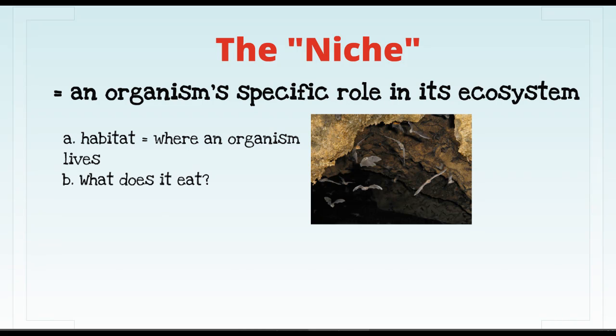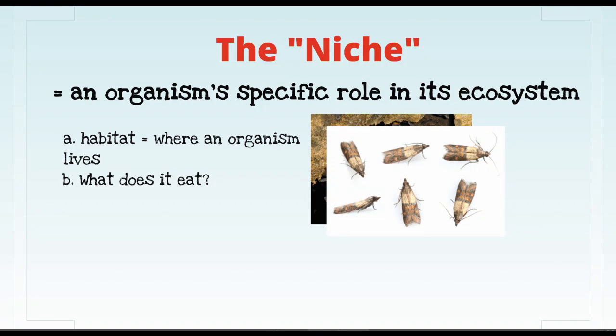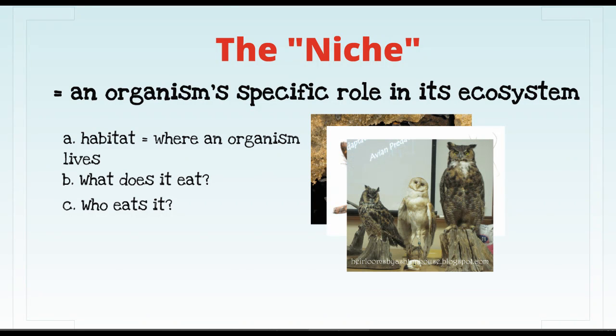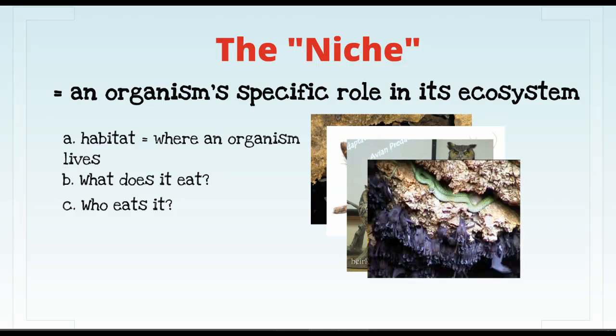So what does it eat? That's a piece of their niche as well. In this case, these guys are eating flying insects. Who eats it? Who are its predators? That's another piece of the niche. There's a variety of bat predators. Owls will occasionally try and grab a bat, different kinds of raptors. In the tropics, we have a snake trying to get in there and eat some of these bats.